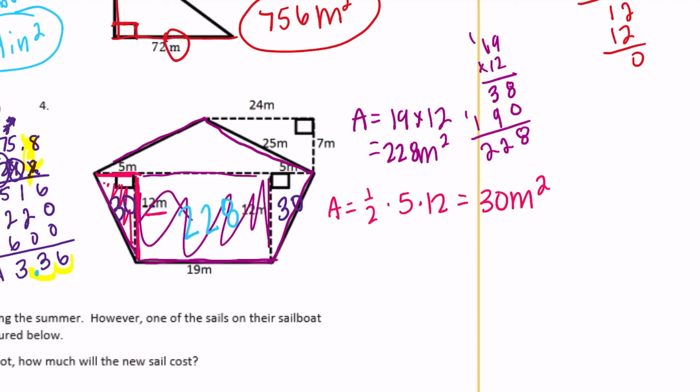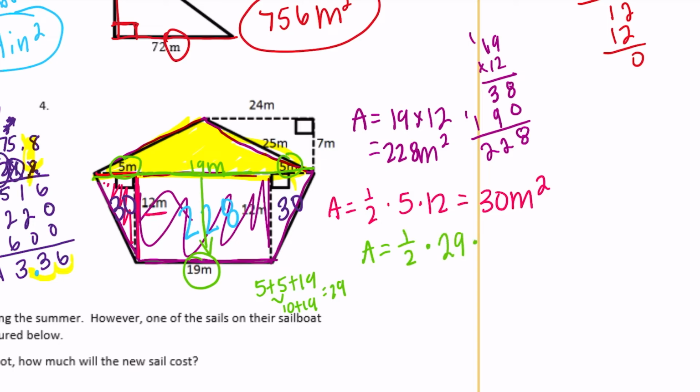So now what we have left is this triangle on the top. So the base here would be 5 and 5, and we know this middle part, we can find it right here, is 19 meters. So 5 plus 5 plus 19, well, that would be 10 plus 19, which is 29. So the whole thing is 29 meters. So 1/2, because it's a triangle, 29, times the altitude, or the height they've found for us right there, is 7.